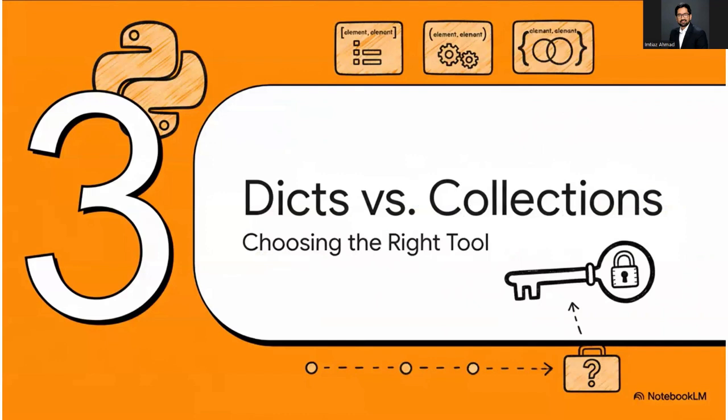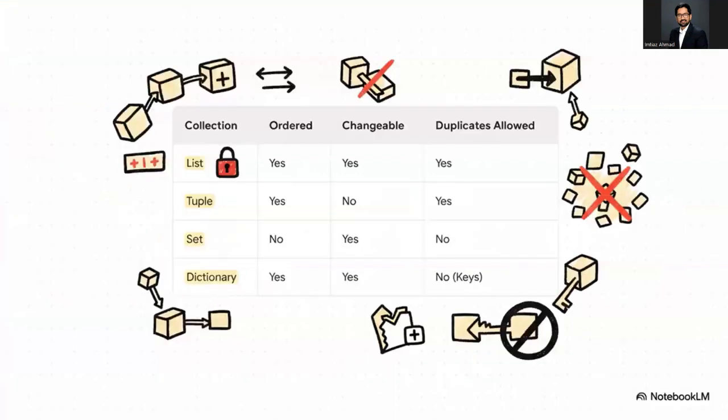Now you're probably thinking, hey, Python has other ways to group data, right? I have heard of lists, tuples, and sets. Well, you're absolutely right. So where do dictionaries fit into this bigger picture? Let's do a quick comparison so you always know which tool is the right one for the job. This table is a fantastic cheat sheet.